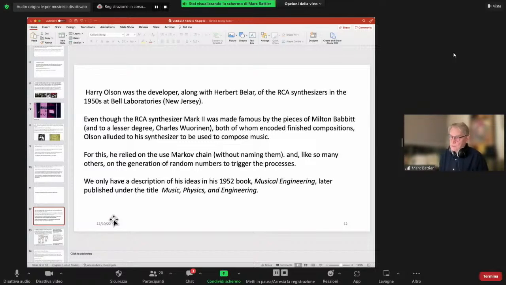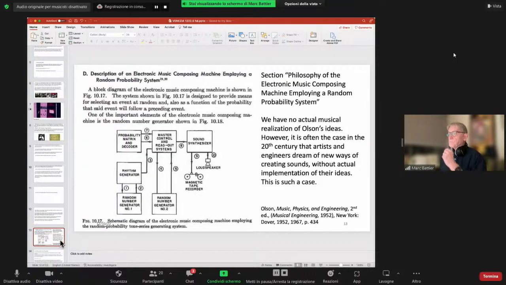We only have a description of his ideas in his 1952 book, Musical Engineering, later published under the title Music, Physics, and Engineering. Now, this is a diagram of his composing system. We have no musical realization of Olson's ideas. It's only on paper. However, it's often the case in the 20th century that artists and engineers dream of new ways of creating sounds without actually implementing their ideas, and this is such a case.